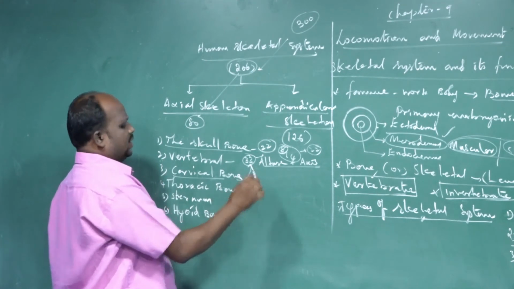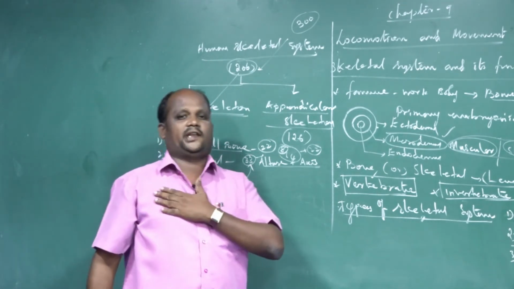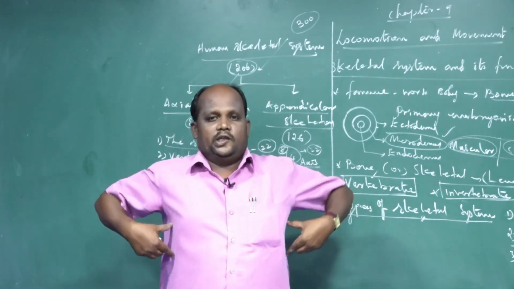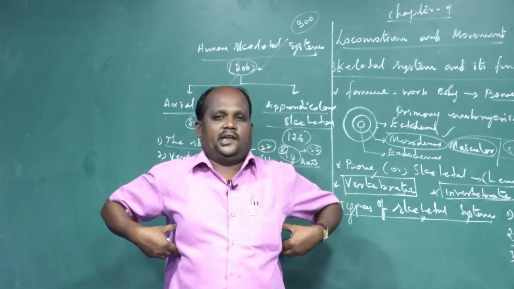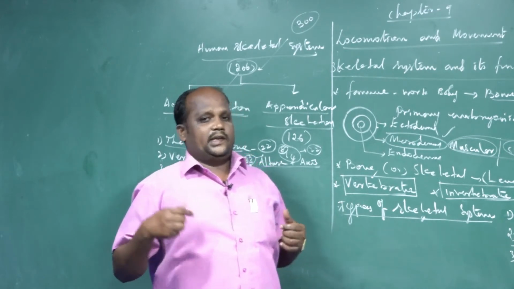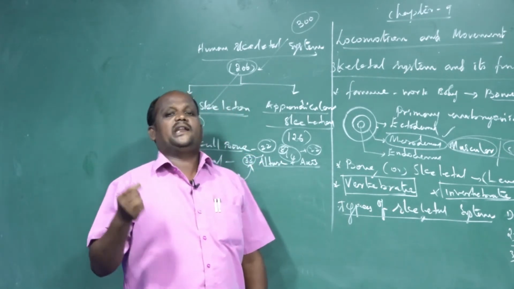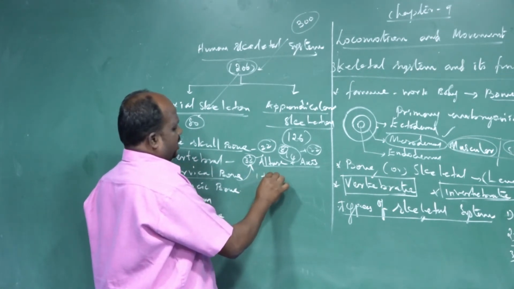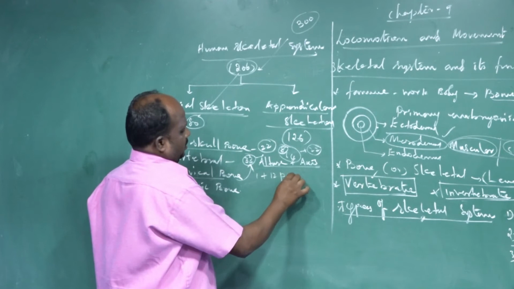Next one, thoracic bone. Thoracic means chest cavity. Below the neck there is a wide region; this structure is the thoracic cavity. The thoracic cavity is made up of the sternum and the ribcage. Sternum is one bone. Ribcage bones are 12 pairs.